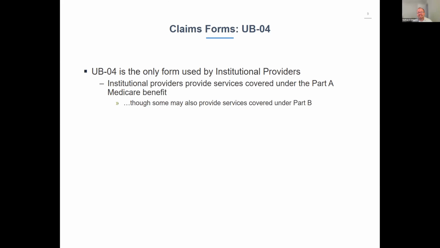The thing is that some of these institutional providers, like hospitals, may also provide services that are covered under Part B. But the key thing to remember is that if they provide Part A services, they're billing using the UB04 or the 837I for institutional.